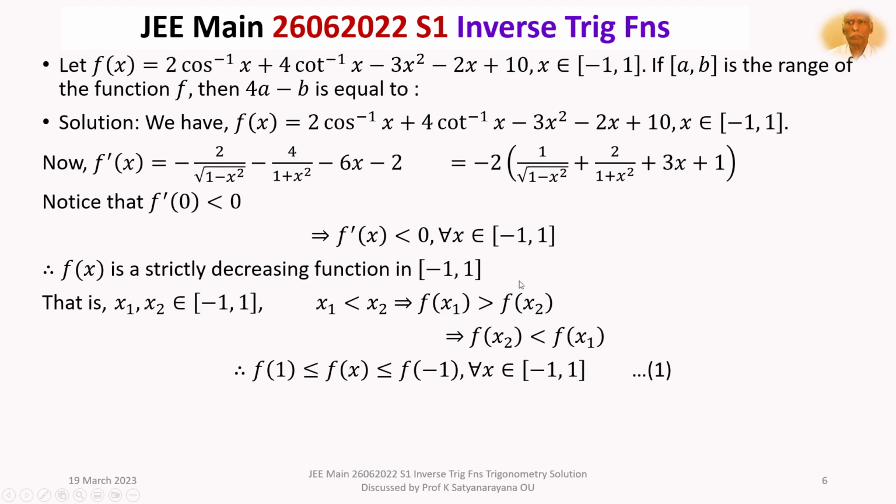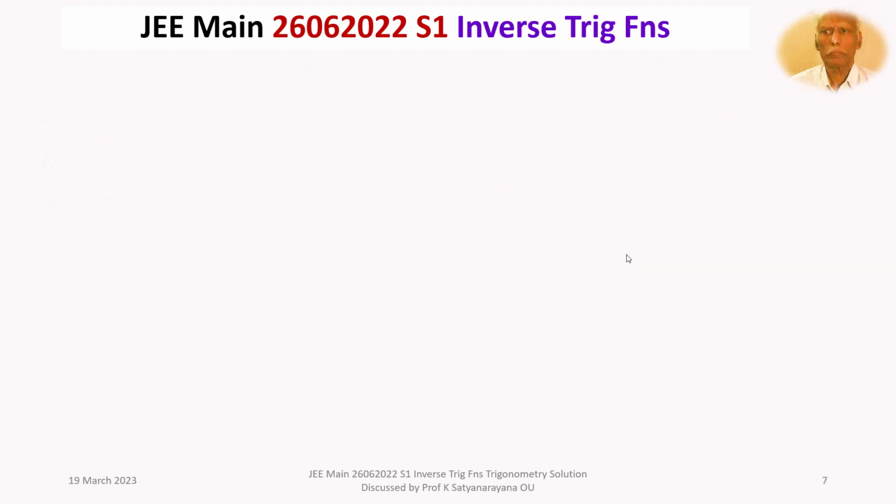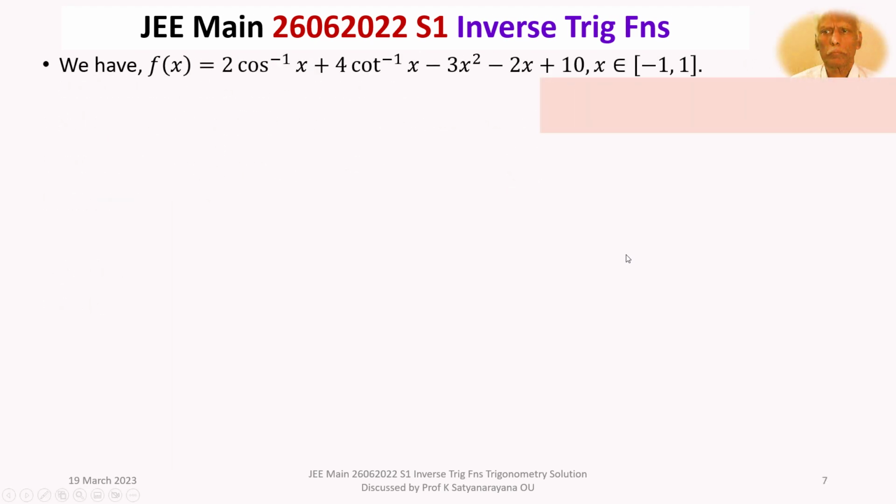Because it is strictly decreasing, f of 1 will be minimum and f of minus 1 will be maximum. So, thus we got f of 1 less than or equal to f of x less than or equal to f of minus 1 for all x belongs to the closed and bounded interval minus 1 to plus 1. We continue in the next slide.